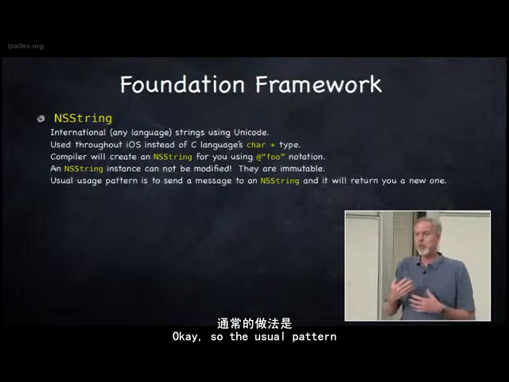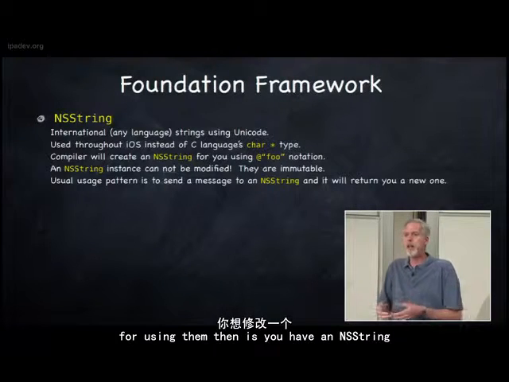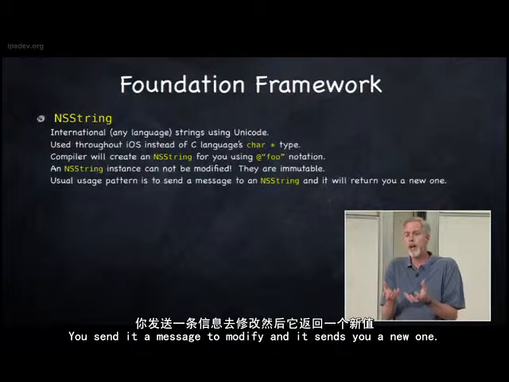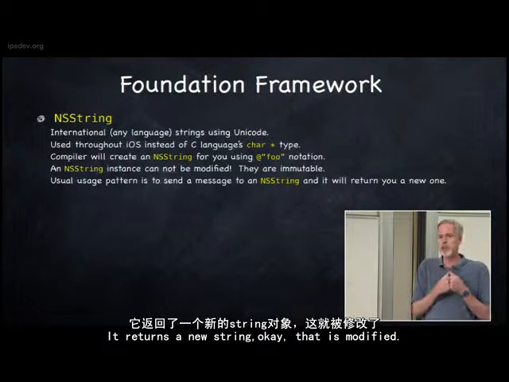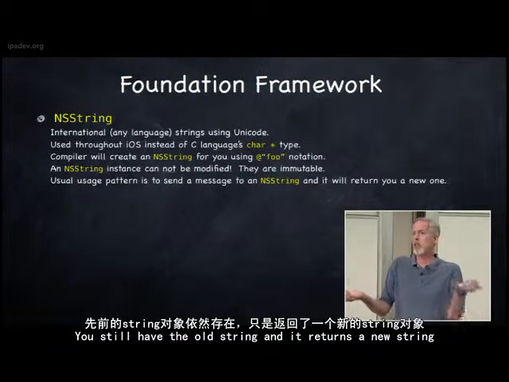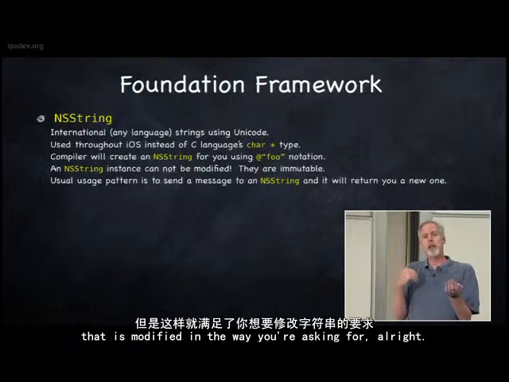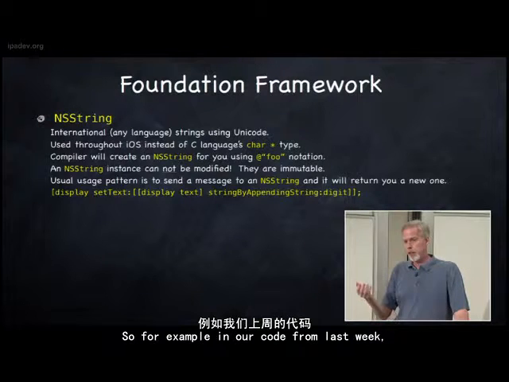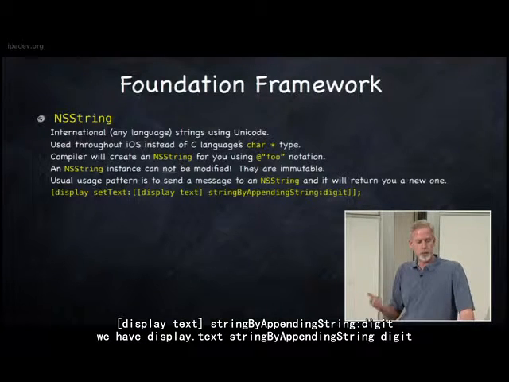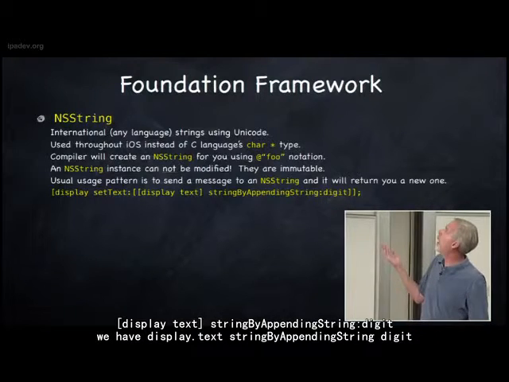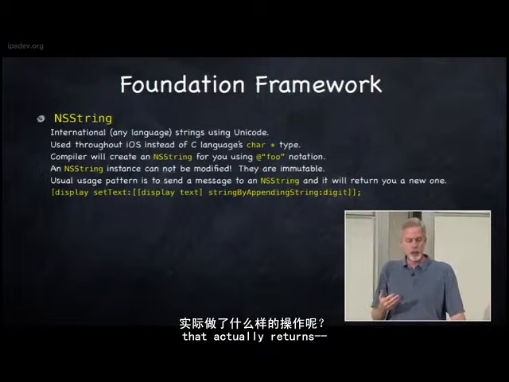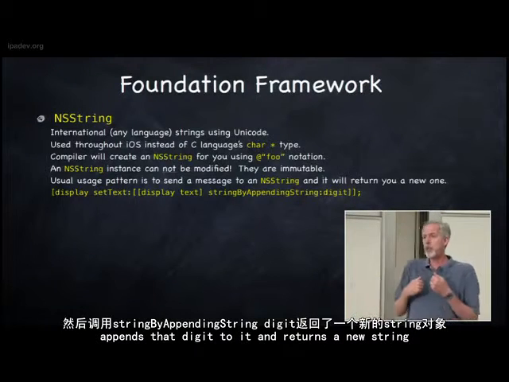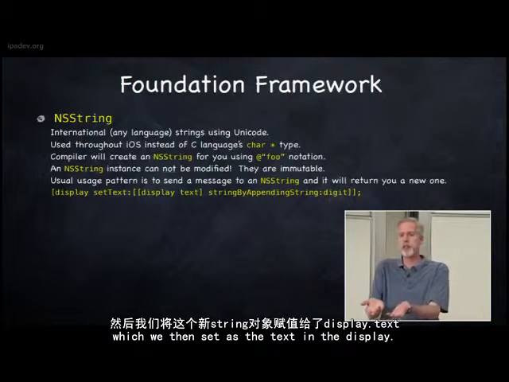So the usual pattern for using them is that you have an NSString that you want to modify, you send it a message to modify, and it returns a new string that is modified. You still have the old string, and it returns a new string modified in the way you're asking for. For example, in our code from last week, we have displayText stringByAppendingString digit, which takes the display text, appends that digit to it, and returns a new string, which we then set as the text in the display.